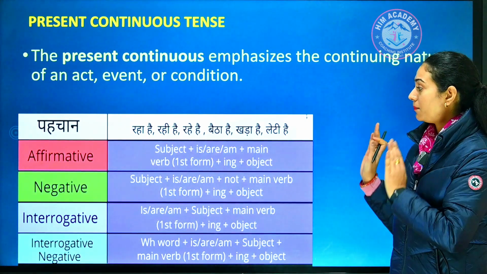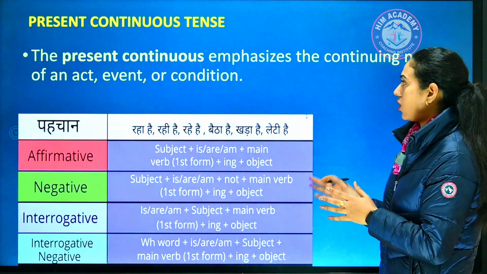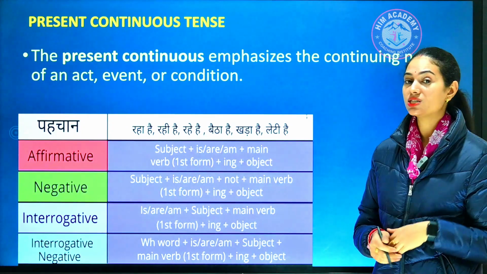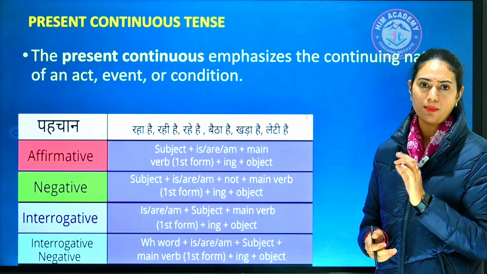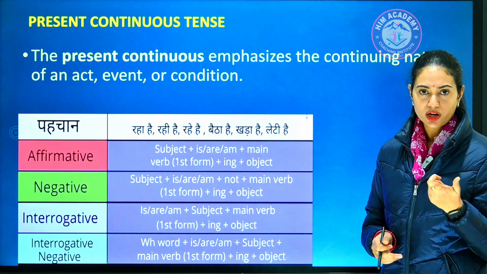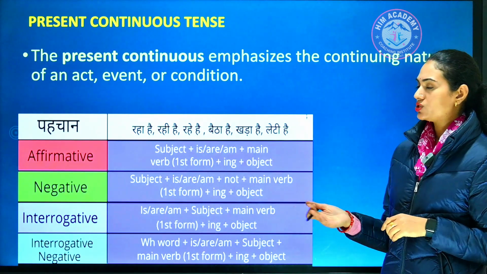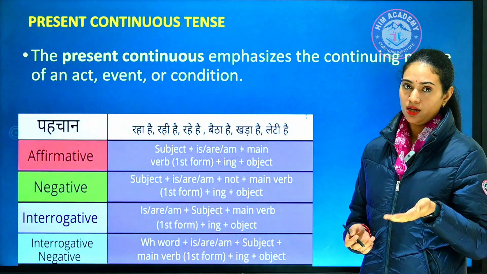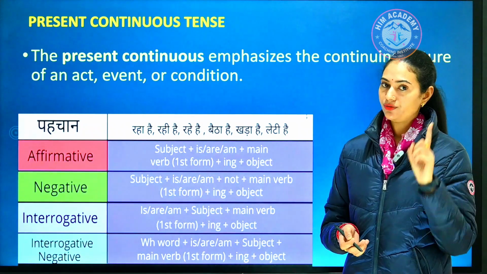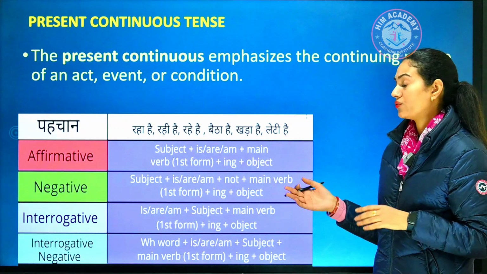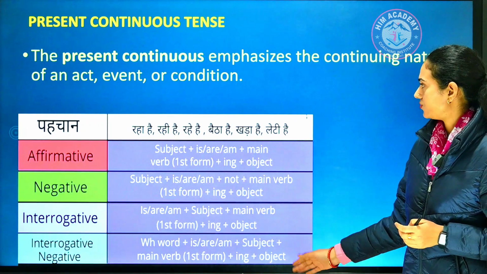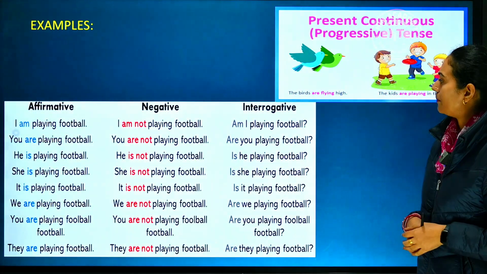So students, the main important thing in present continuous tense is that we are using helping verbs. For example, is/am/are. We are using is with third person singular, am we are using with first person singular, and are we are using with plural ones. So these are the different rules for it. And now we are taking some examples here.